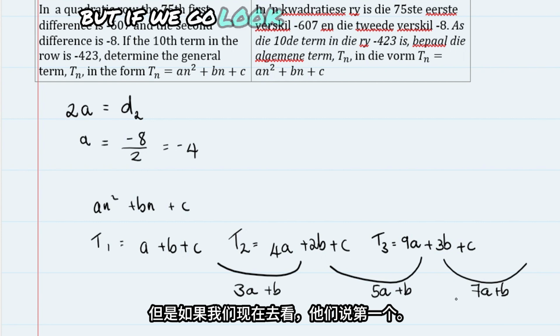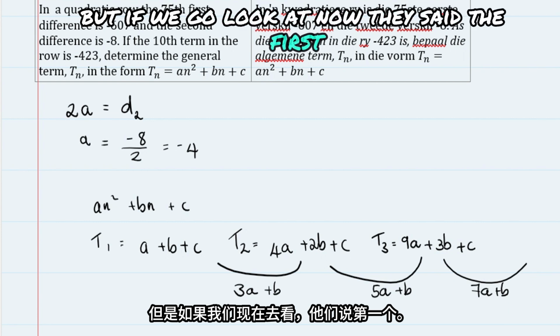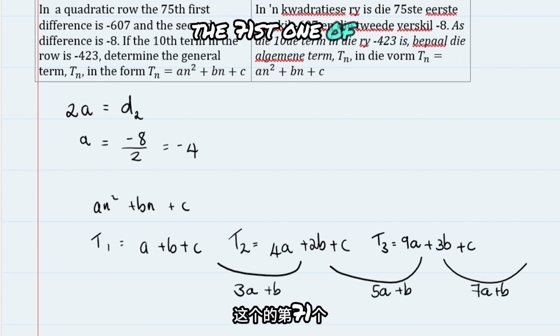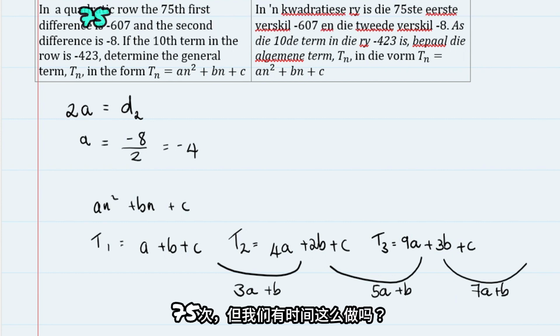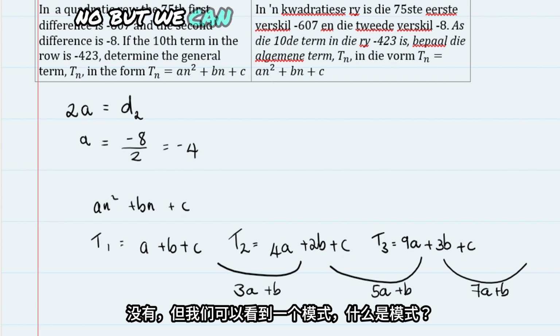But if we look at what they said, the 75th one of this, that means we need to continue with this. How many times? 75 times. But do we have the time to do that? No. But we can see a pattern.